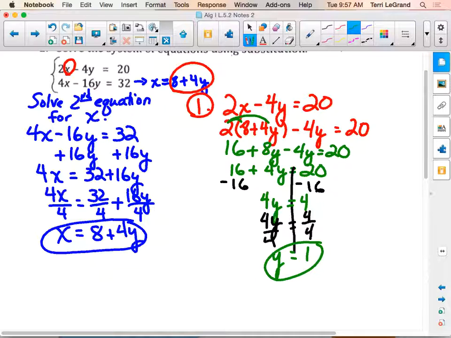And hopefully you're getting y equals 1. Or you need to tell me where I went wrong.